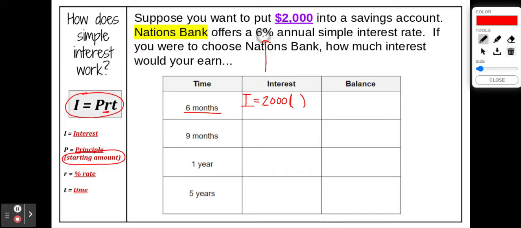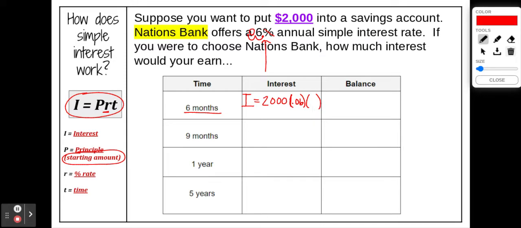So here's the decimal point. I'm going to back it up, back it up. It goes right here now. Take off the percent sign, and that's 0.06. So I want to write it as a decimal, as a number. So I'm going to put right in here 0.06. And then I want to multiply that by the time.